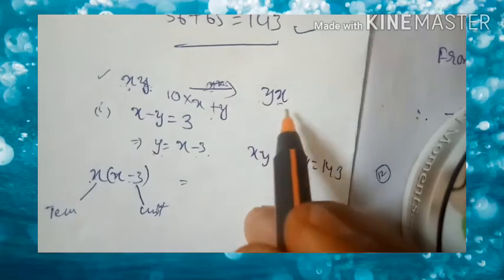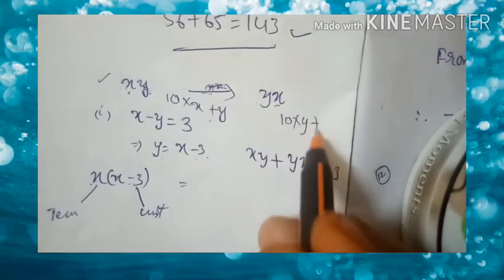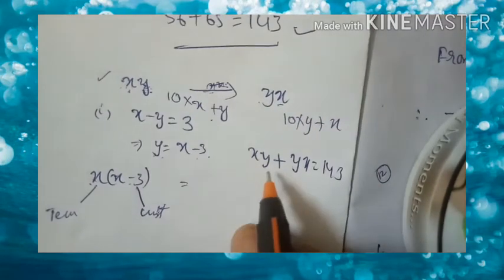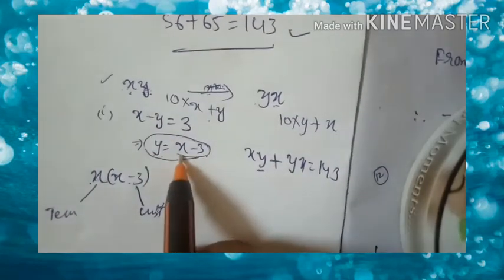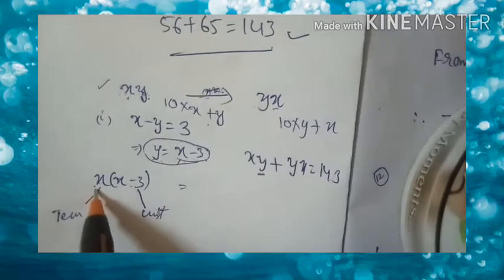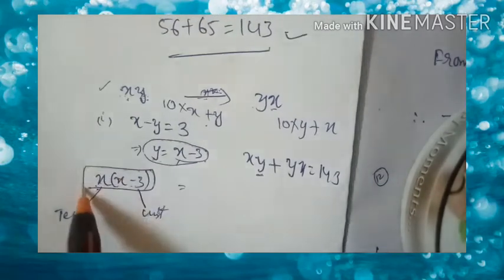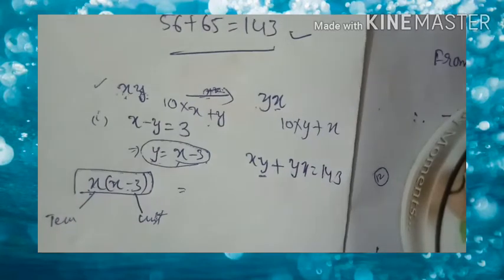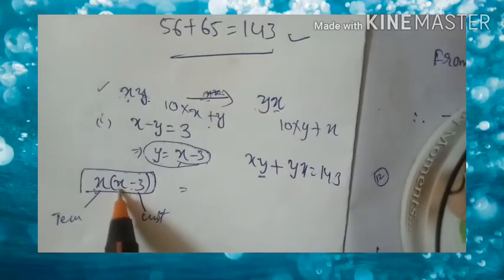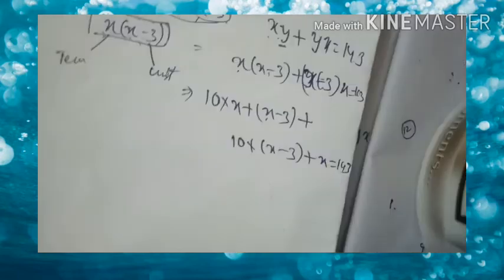At the same time, this one is 10 into y plus x. Now where is the y value? You should keep it as x minus 3. So here this is our original number. This is our original number.